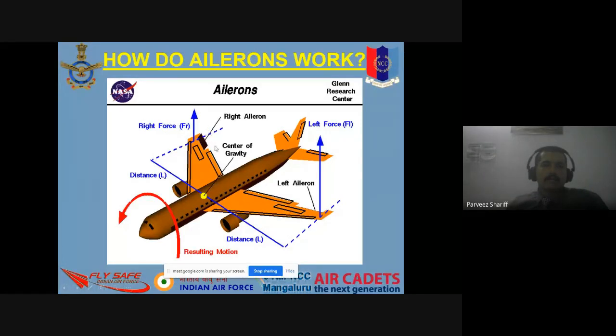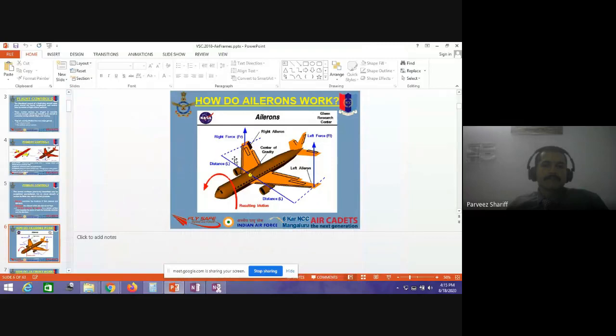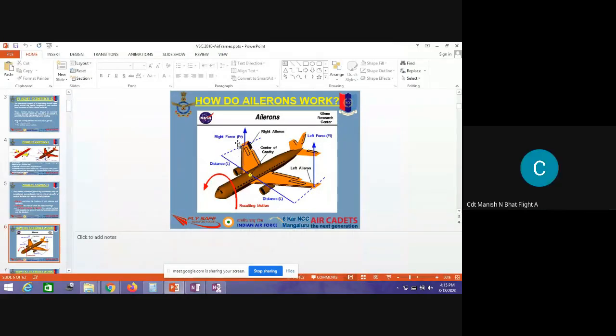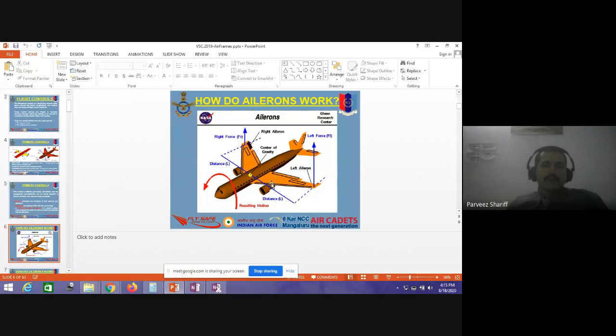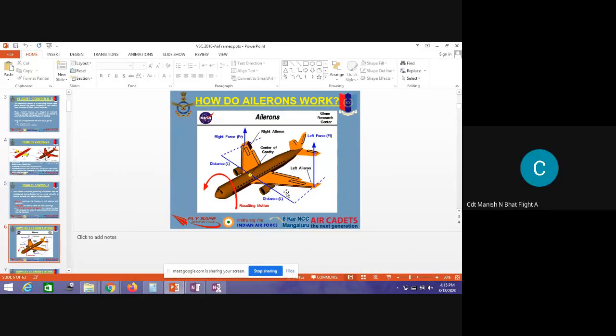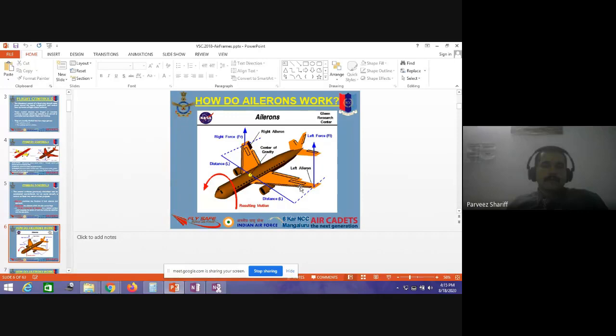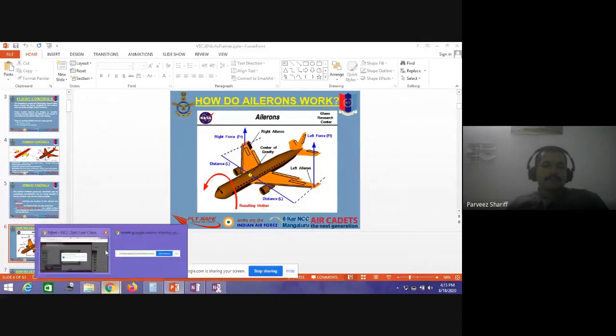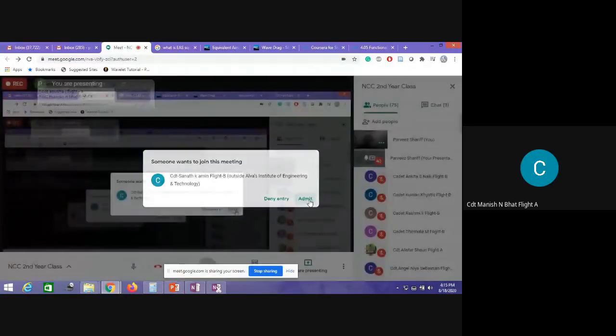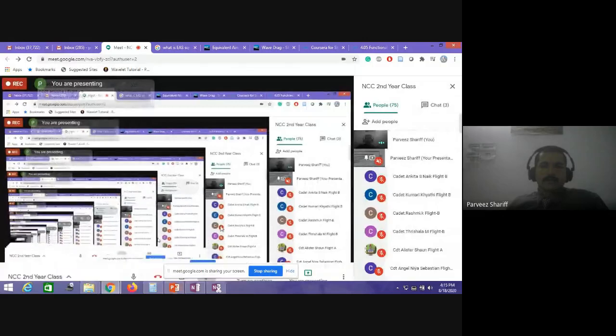Now what is this section we call? That is starboard side, sir. This is starboard side, and this one, left side, is port side. Okay, identify yourself. Cadet Manish, sir. Okay, Manish, that's correct.